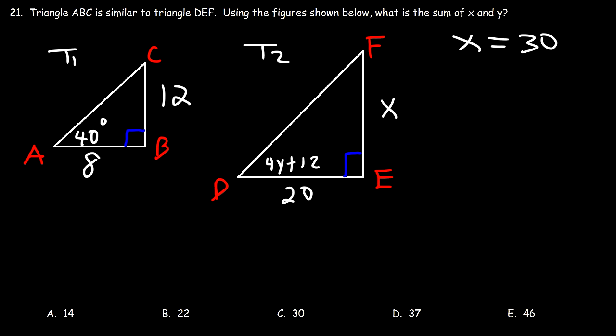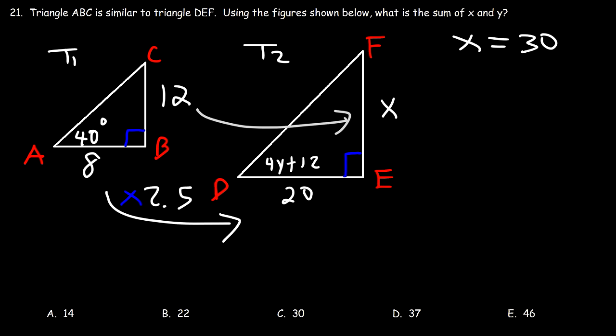Now let's talk about how you can confirm that 30 is the correct answer. Let's divide 20 by 8. 20 divided by 8 is 2.5. So 2.5 is the scale factor. If you take 8 and multiply it by 2.5, you get 20. So therefore, if we take 12 and multiply it by 2.5, we should get the same answer. And 12 times 2.5 is 30. So that's a quick way to confirm if you have the right answer.